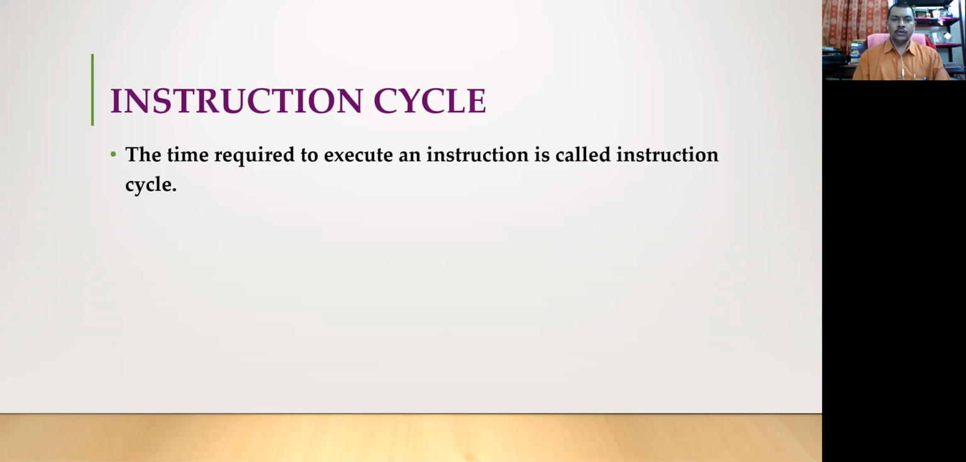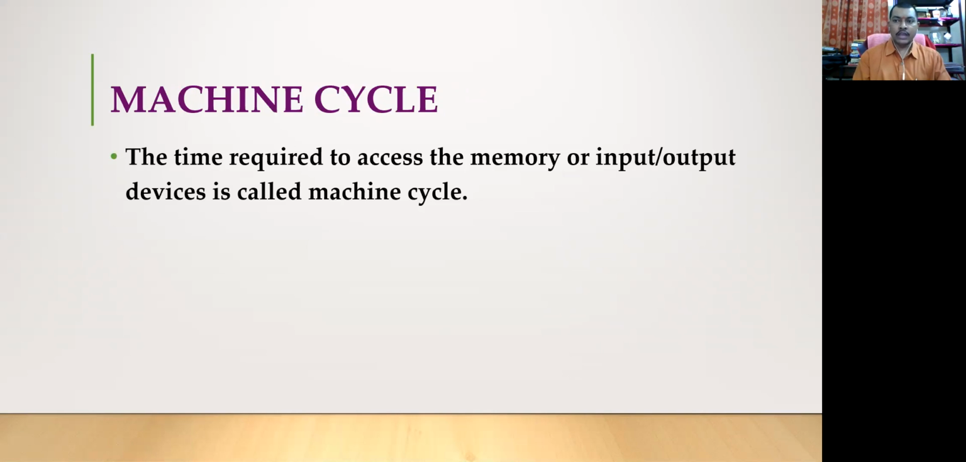Then what is the instruction cycle? The time required to execute an instruction is called the instruction cycle. Then we have a machine cycle. The time required to access the memory or input output devices is called the machine cycle.